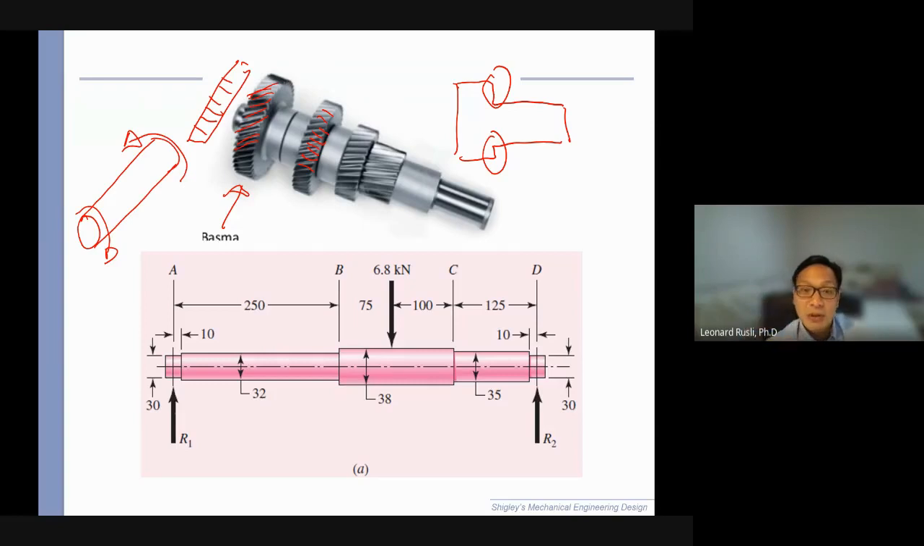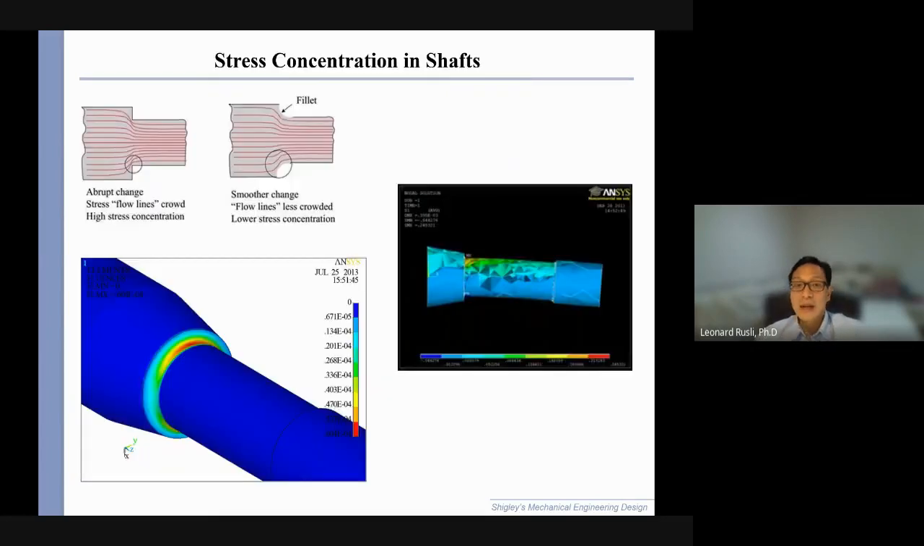What does this shoulder create? This creates what is called a stress concentration. And this might be a new concept, the first new concept that you're learning in this course. When you learn these formulas, bending stress, I hope you still remember. What about torsion, do you remember?